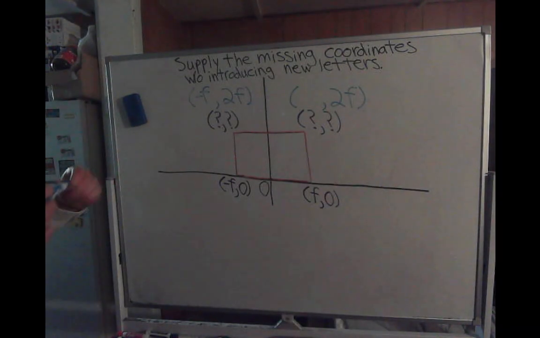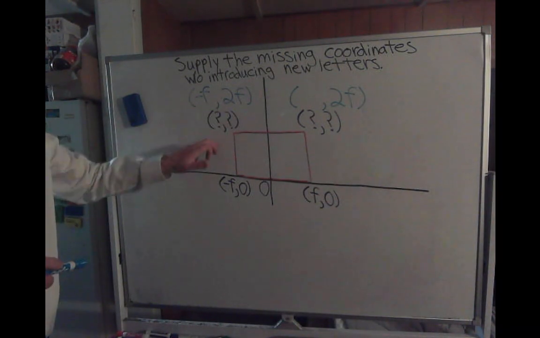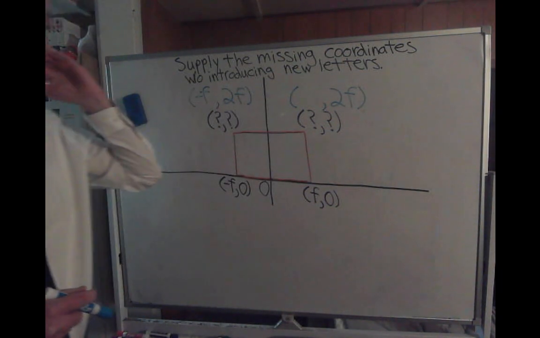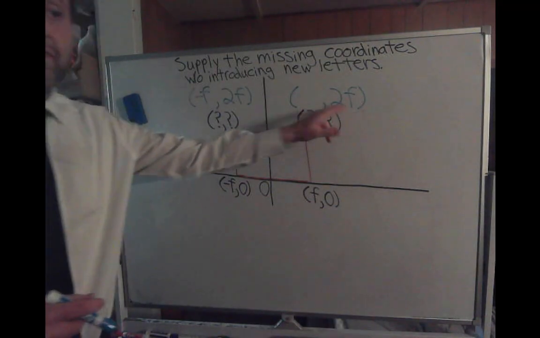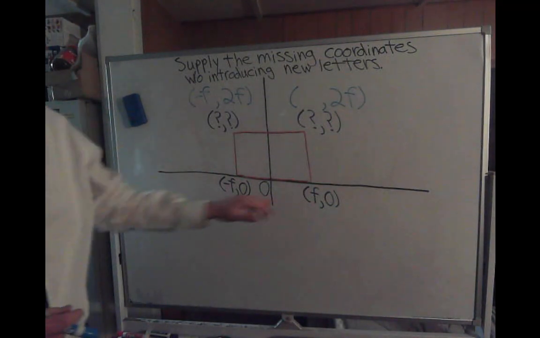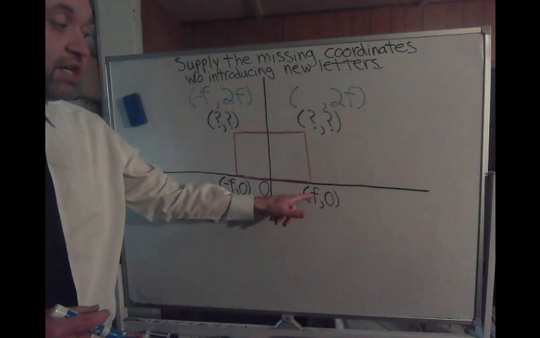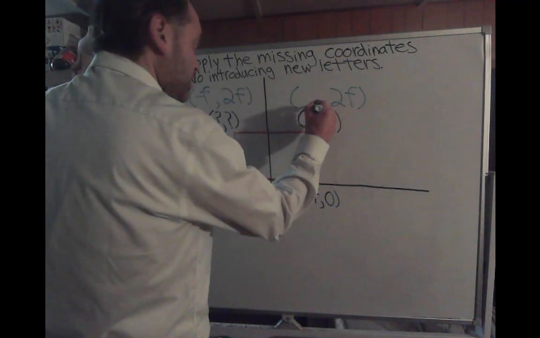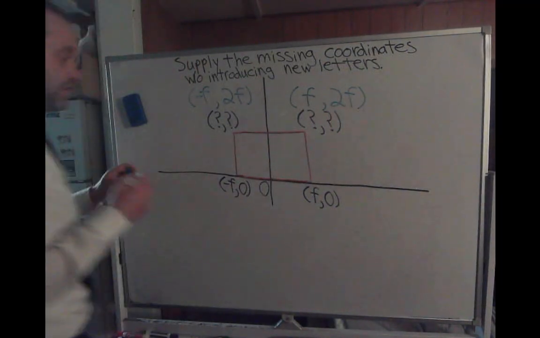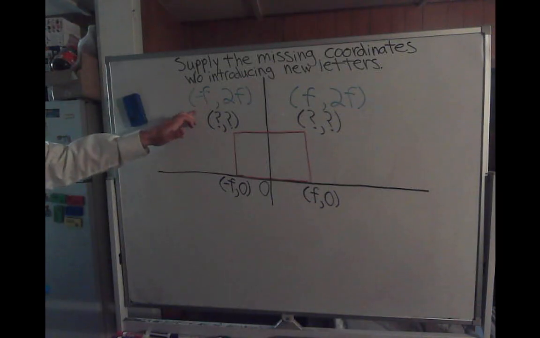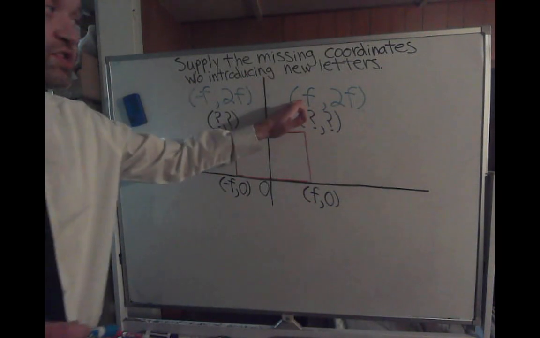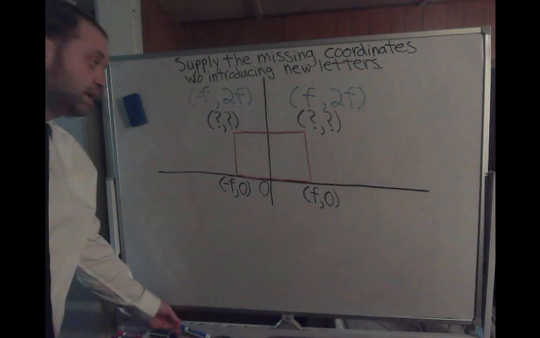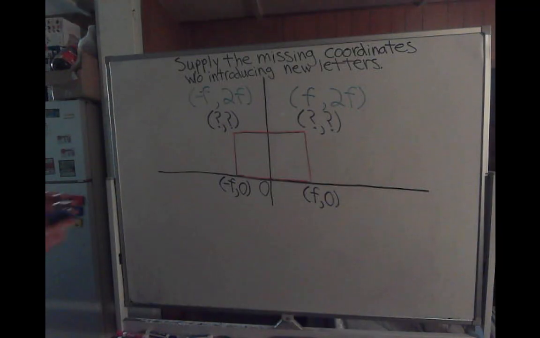So the top left coordinate would be negative f, 2f. And if you look at your top right, yeah, you're up 2f units, but as far as shifting left or right, you haven't moved at all from the f, so the x-coordinate of the top right would be positive f. So you would get the coordinates negative f, 2f and then f, 2f. Those would be the missing coordinates for the square.